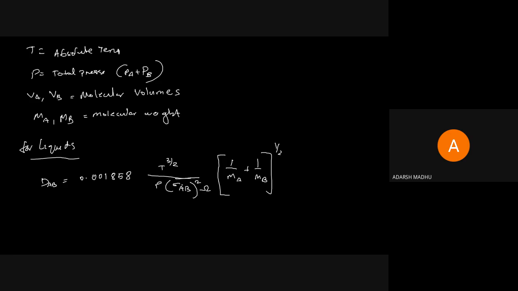So there are different terms related to sigma AB and omega. Pressure P is the total pressure, T is the absolute temperature, MA and MB are molecular weights. What are sigma AB and omega? Sigma AB is the collision diameter. If there is a question related to this equation, the sigma AB value and omega value will be given in your question. The unit of collision diameter is Angstrom. Then the omega value is the collision integral. It will also be given in your question.